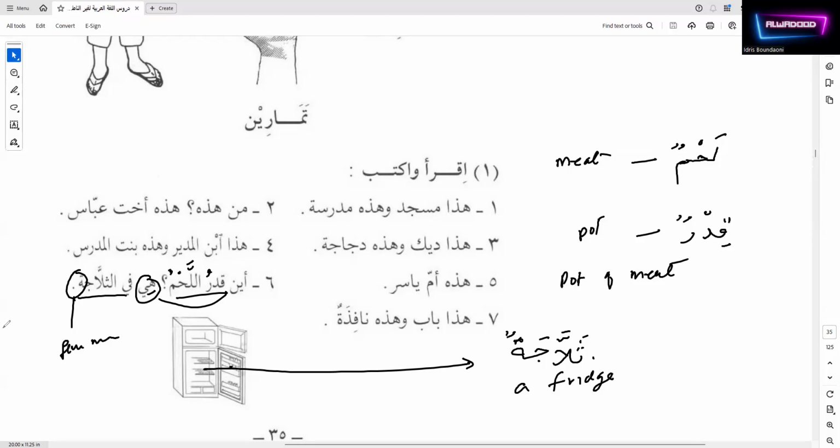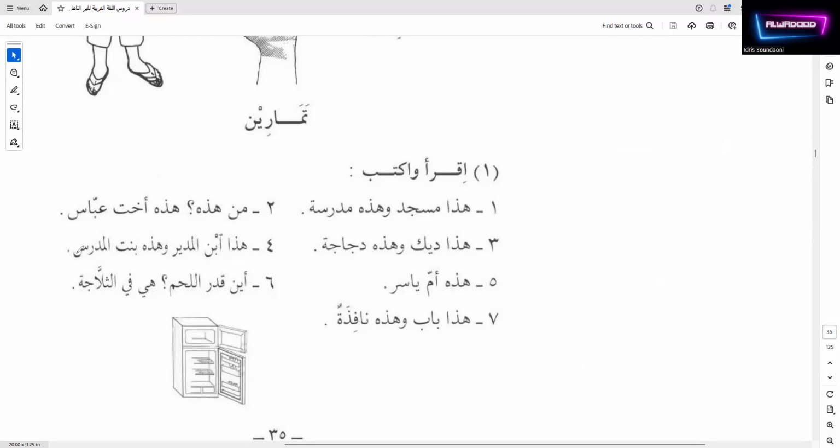Let's look at السابعة. السابعة 7. هذا باب. This is a door. وهذه نافذة. Why is نافذة taking هذه? Is because of the تاء مربوطة. نافذة is a window. It's not نافة. نافذة window.